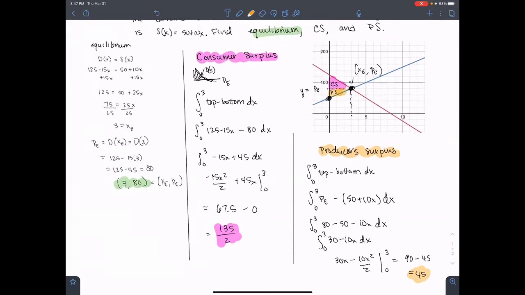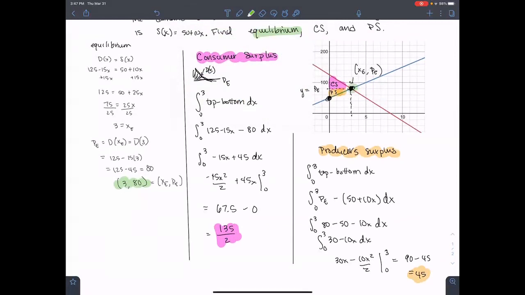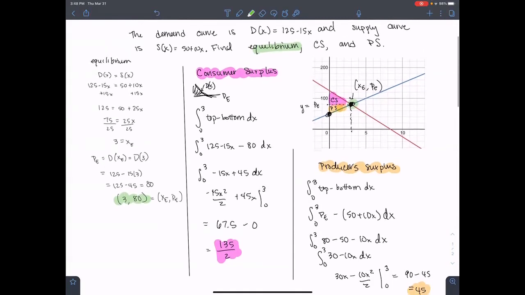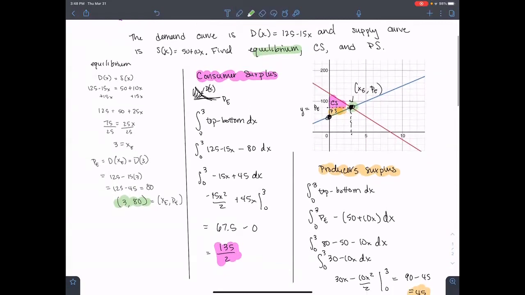So the equilibrium point is this green ordered pair right here. The consumer surplus is trapped between the demand curve and that line y equals p sub e, your equilibrium point. The producer surplus is the area between p sub e and the supply curve. And so you're doing top minus bottom, which is how you do the integral, how you do the area between curves. Hopefully that helps give a little more detail to section 6.5. Let me know if there's anything else I can do.